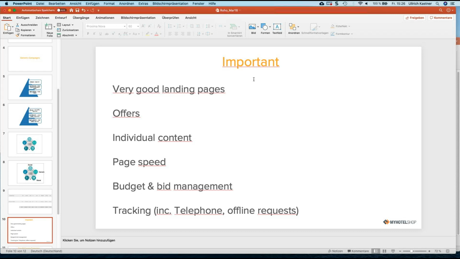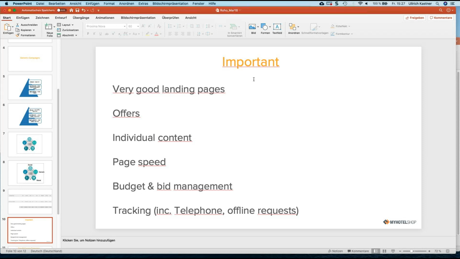And number 5, and this is obviously where myhotelshop comes into the game, you need to have a good budget and bid management, because specifically on generic campaigns, you don't want to spend thousands of euros that don't give you an ROI. So you need a very, very precise budget management, so that the budget is allocated very well and is not really open. Because on generic terms, you can spend a lot of budget.